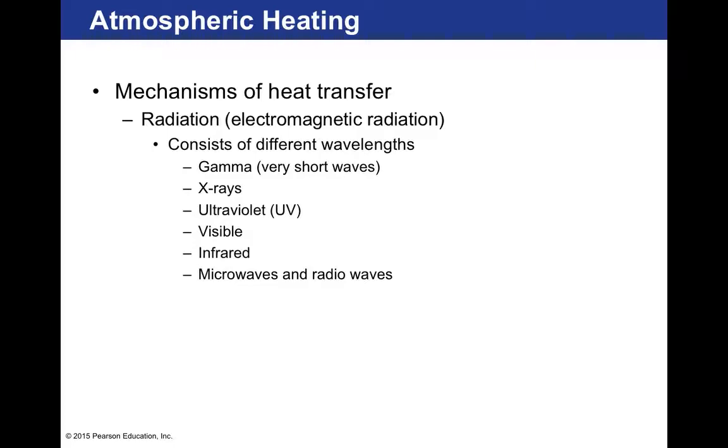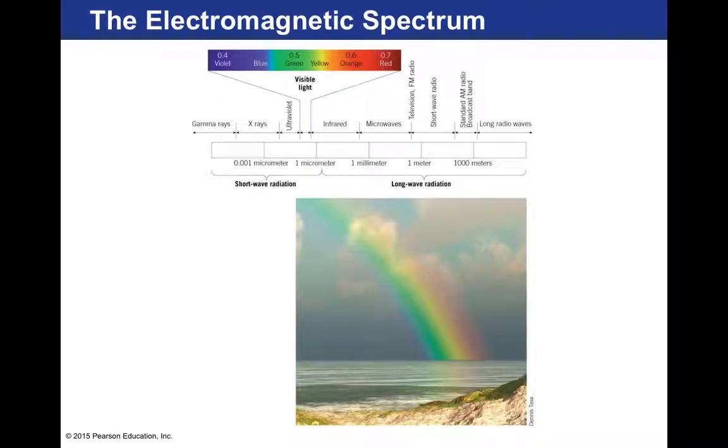We already talked about radiation in a previous chapter, and we know electromagnetic radiation consists of different wavelengths. We've talked about these already. And we've also already talked about the electromagnetic spectrum, where the visible spectrum only makes up a very small portion of the overall possible electromagnetic wavelengths.